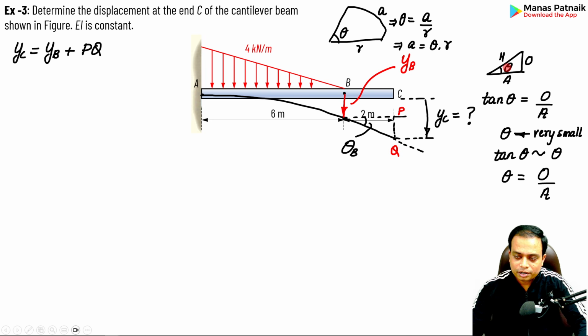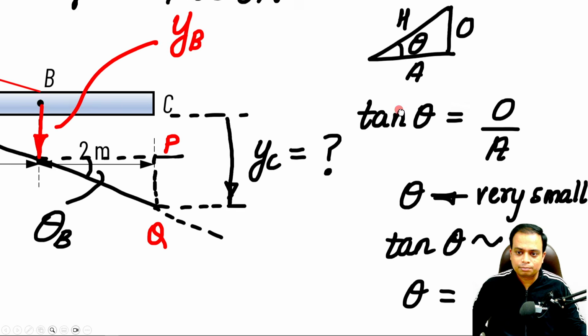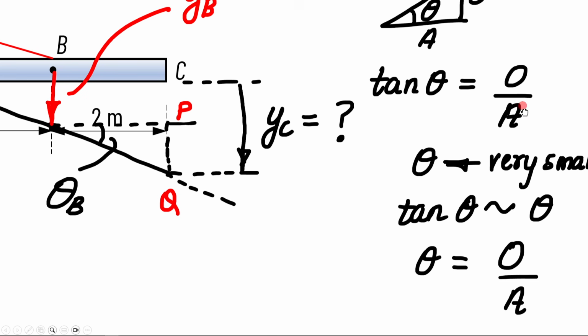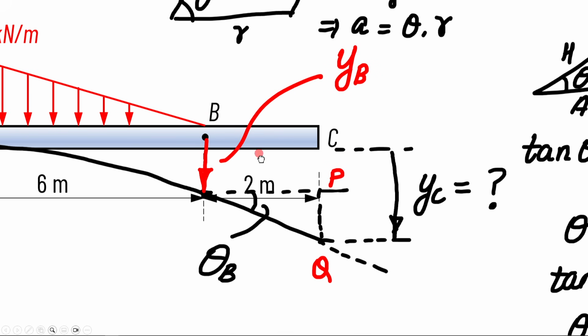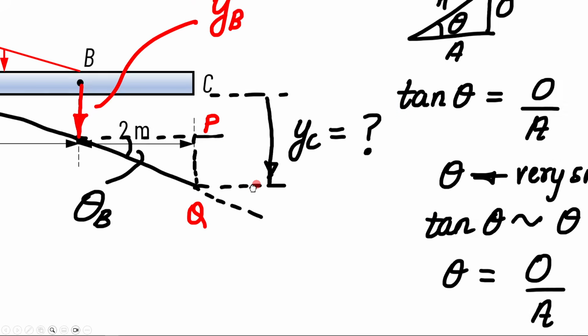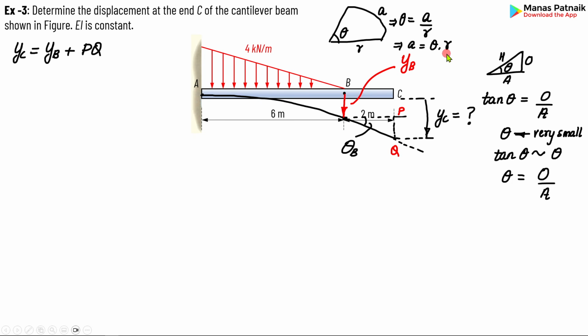Have a look. You've got a right angle triangle. Let me zoom in. If this is angle theta, that's the opposite, that's the adjacent, that's the hypotenuse. Tan theta is basically opposite over adjacent, perpendicular over base. If this angle theta is very, very small, as in beam deflection, it is very safe to assume theta as tan theta. So theta can also be written as O over A, opposite over adjacent. If you use either philosophy, you are going to get the same value of PQ.